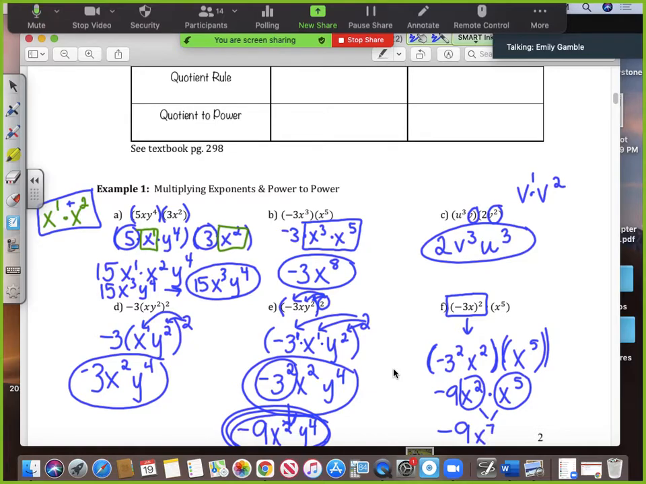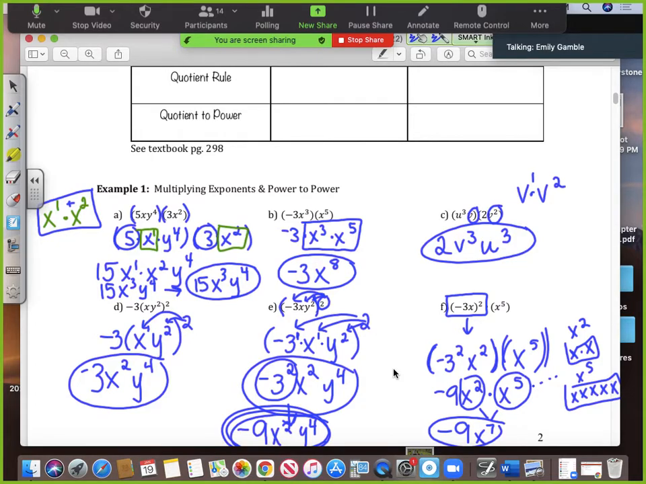And that's because x squared is x times x, and x to the 5th power is x times x times x times x times x. Altogether, we have 1, 2, 3, 4, 5, 6, 7. That's where we get the 7 from.